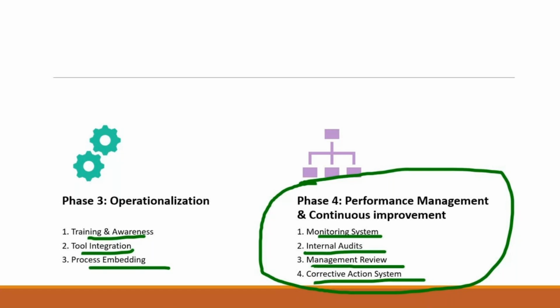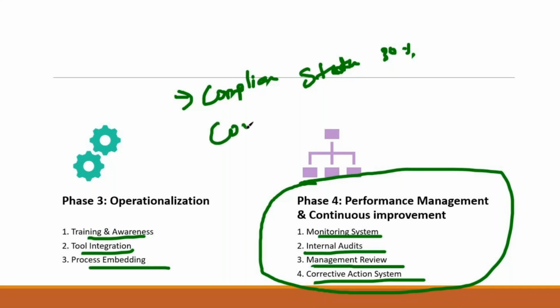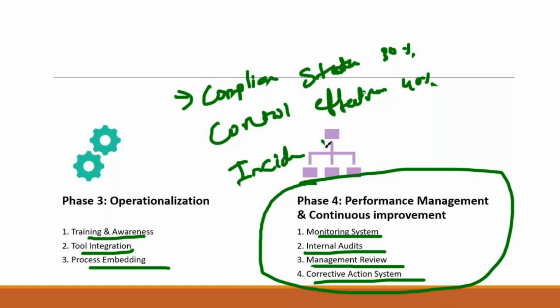Okay, and followed by we will be creating the status. Okay, so status will be, let's say your compliance status is 30% as of now. Your control effectiveness 40% for this month. Your incident trend is 30% for this month. So like this we can create a dashboard where you can have a bird's eye view, or where your management can have a bird's eye view.